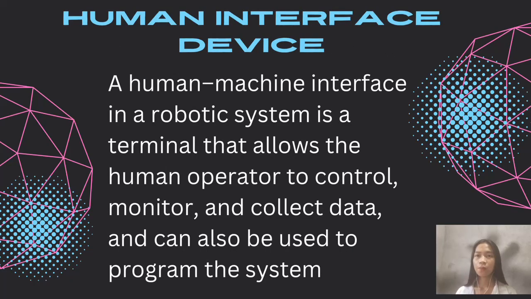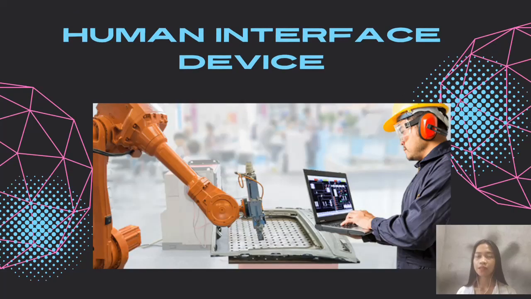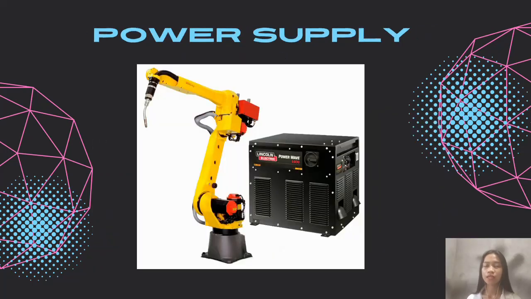One input may come from the human interface device, such as a teach pendant. These devices can be used to program the arm and control its movement. The last component is the power supply, which is where an industrial robot gets its energy for its controller and actuators. This is typically in the form of electrical energy.